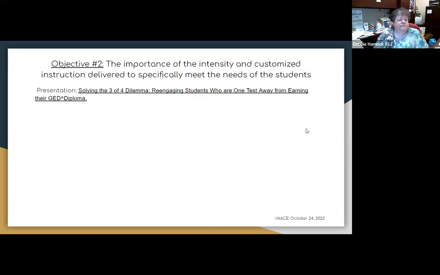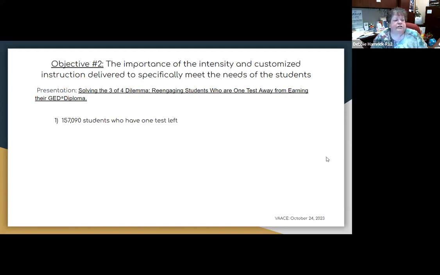Okay. So the importance of intensity and customized instruction delivered to meet the needs of students. This is not something that's new. We've always talked about intensity and duration for our classes, but this was specifically from a session on the screen there, solving the 3 of 4 dilemma, re-engaging students who are 1 test away from earning their diploma.